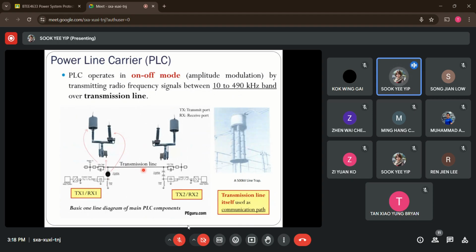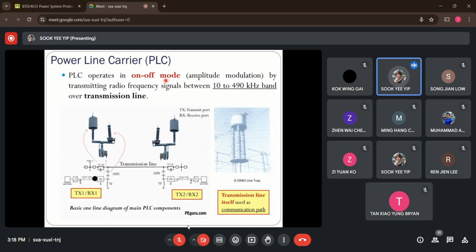Power line carrier is PLC in short. The other name you can call it is audio tone facilities. So right now, as mentioned just now, if you refer to the figure, the transmission line that we want to protect has itself been used as the communication path for the signal exchange. So right now, the signal is actually transmitted via on and off mode.